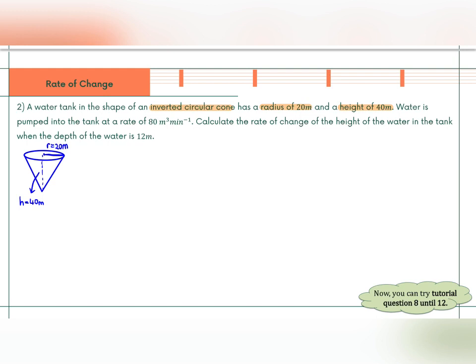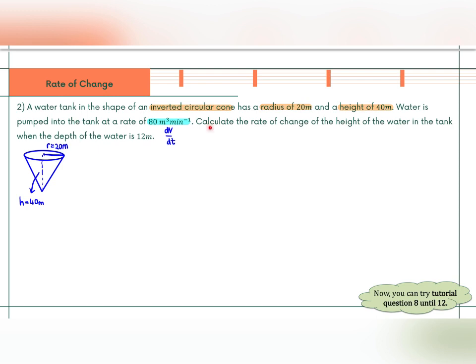Okay, now the water is pumped into the tank. Air dimasukkan dalam tank. Air masuk merujuk kepada volume of the air dalam this tank. Okay, so kat sini faham, air masuk, volume dalam tank lah. So maksudnya air masuk, volume will be increasing. So yang diberi ini adalah dV over dt. So this is our dV over dt, volume of the water.